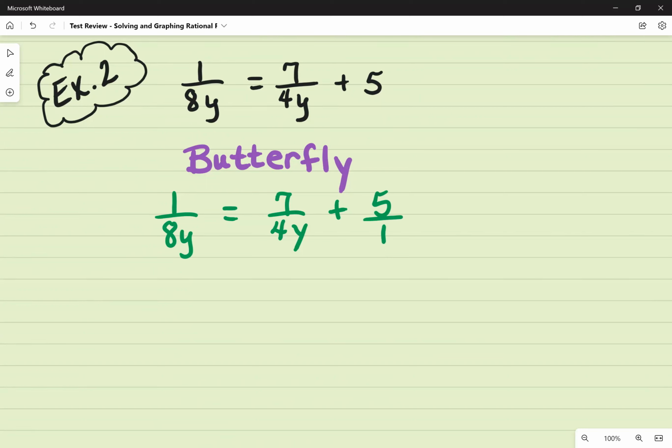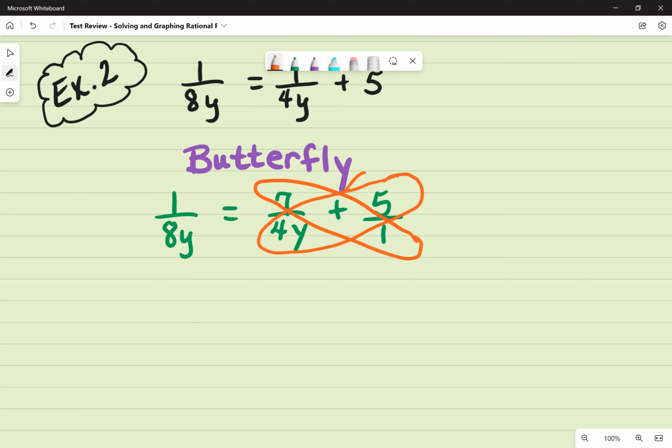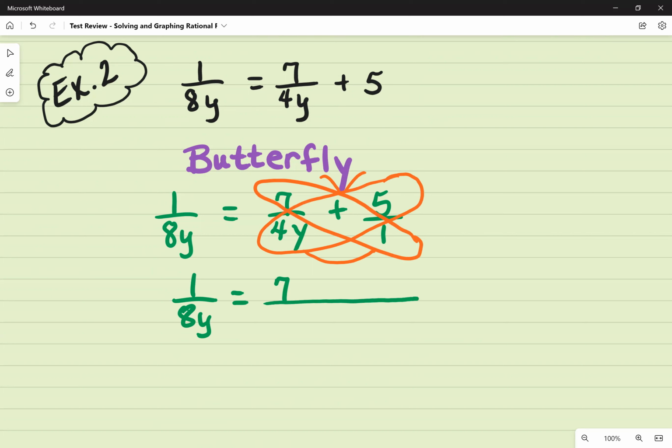And now what I'm going to do is go ahead and do the butterfly wings. That's one wing, the other wing. And now you also have to multiply your denominators. So on the left-hand side, I'm just going to leave it as 1 over 8y. On the right-hand side, 7 times 1 is 7. All of this is going on the numerator. And then 5 times 4y is positive 20y. And now at the bottom, I have to multiply 4y times 1, which is 4y.